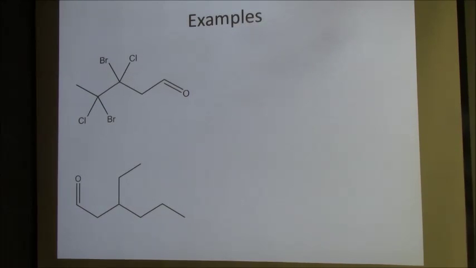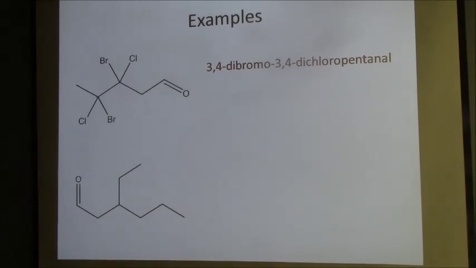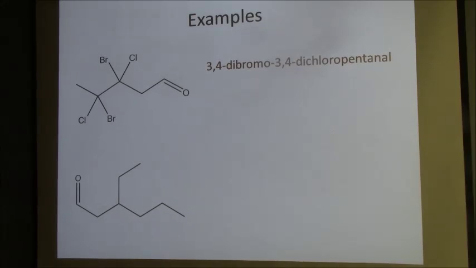And so from there, all you need to do is identify any substituents you might have. So in the top one, we've got 2 bromos and 2 chloros. So we're going to put them in alphabetical order. 3,4-dibromo, 3,4-dichloro, pentanal. The ending becomes -al. And in our second example, this is 3-ethyl hexanal.